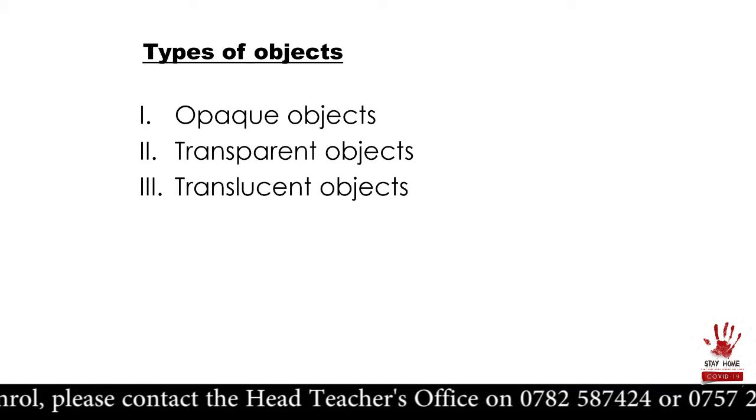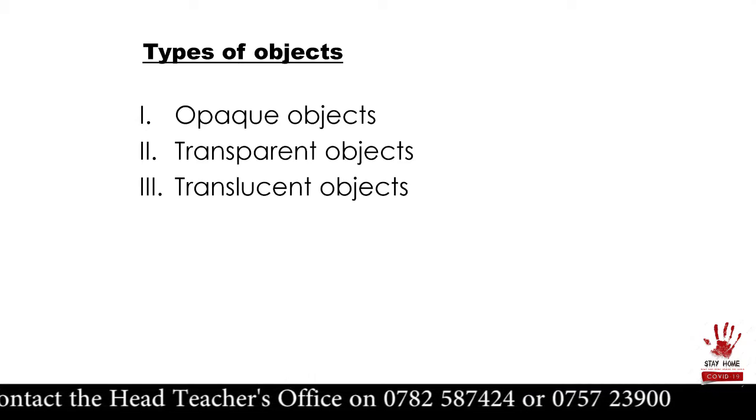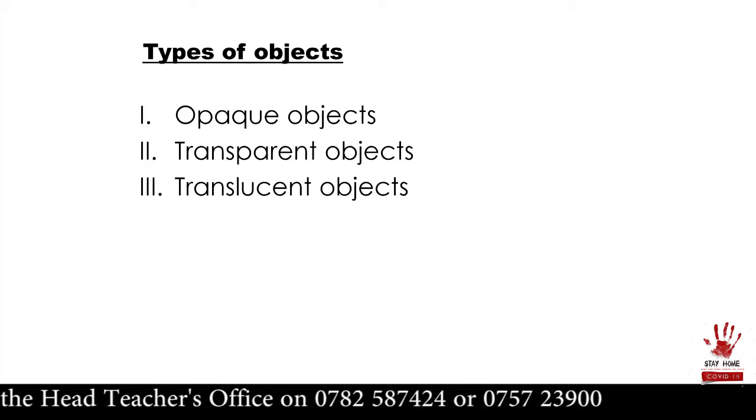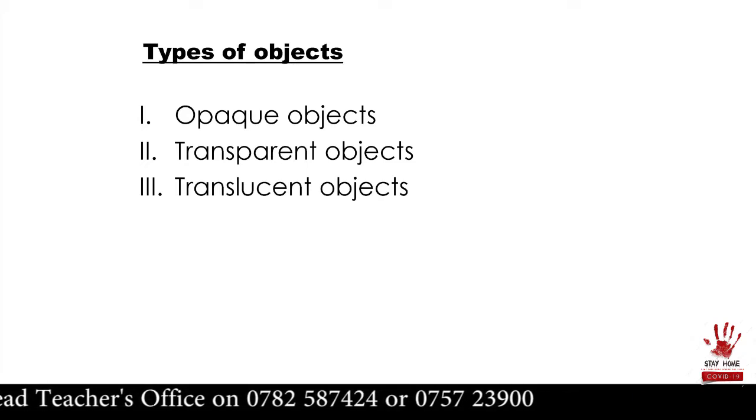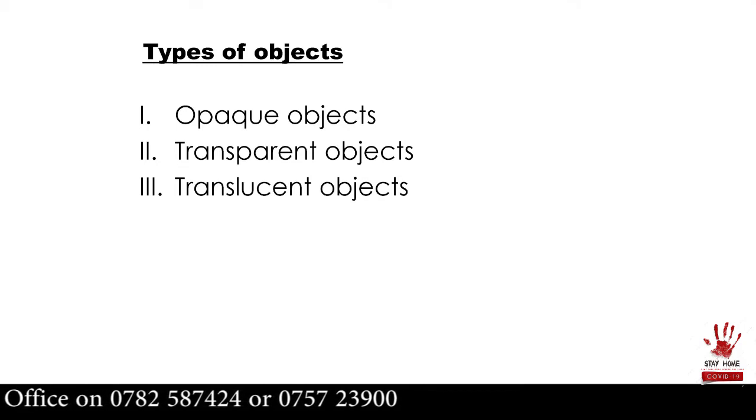Types of objects. What are these types of objects? 1, opaque objects. Can we say opaque objects? Opaque objects. That's very good. Can you spell the word opaque? Opaque. O-P-A-Q-U-E. Opaque. Can you spell it again? Opaque. O-P-A-Q-U-E. Opaque. So we have opaque objects.